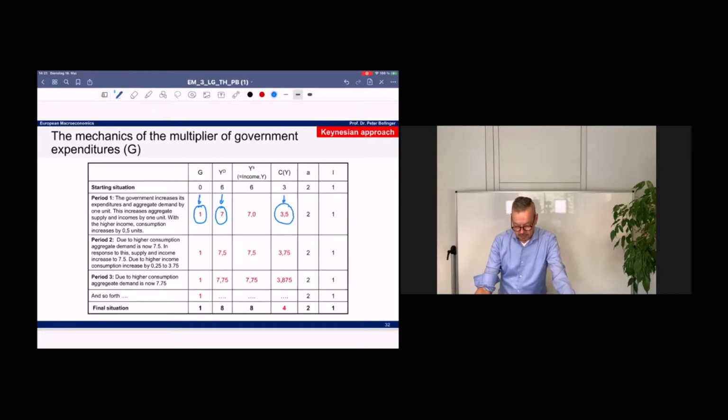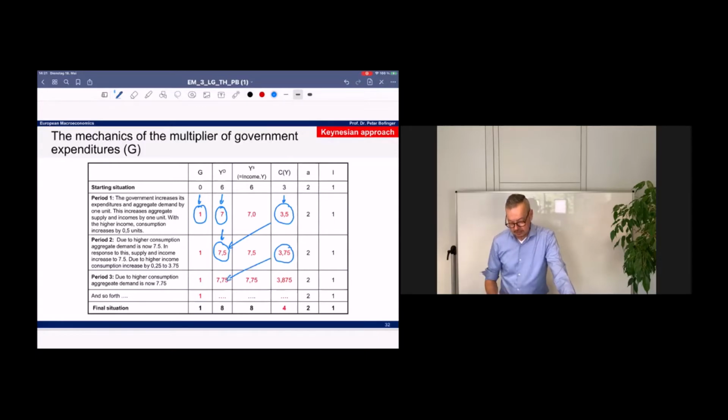And so in the next period, we have this additional consumption. So our aggregate demand increases now by an additional 0.5, which then means that out of the 7.5, we have more consumption, again 50%, and so on and so on. So that's a little bit the logic of this approach.